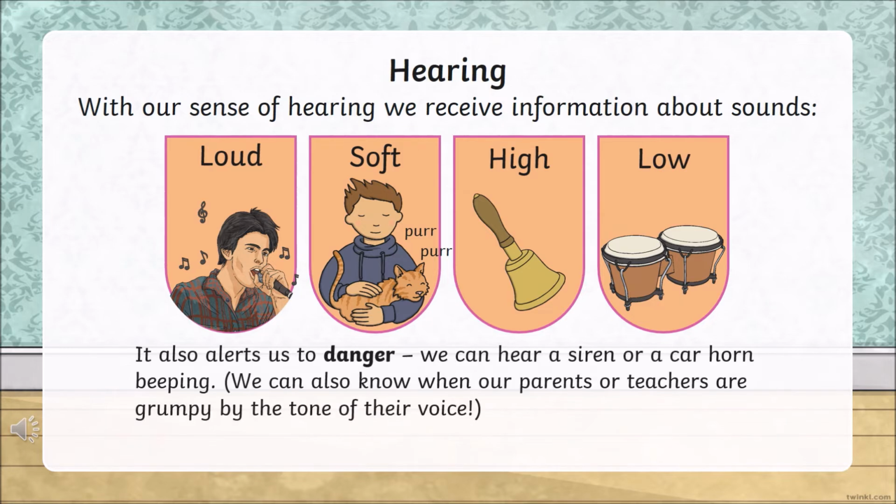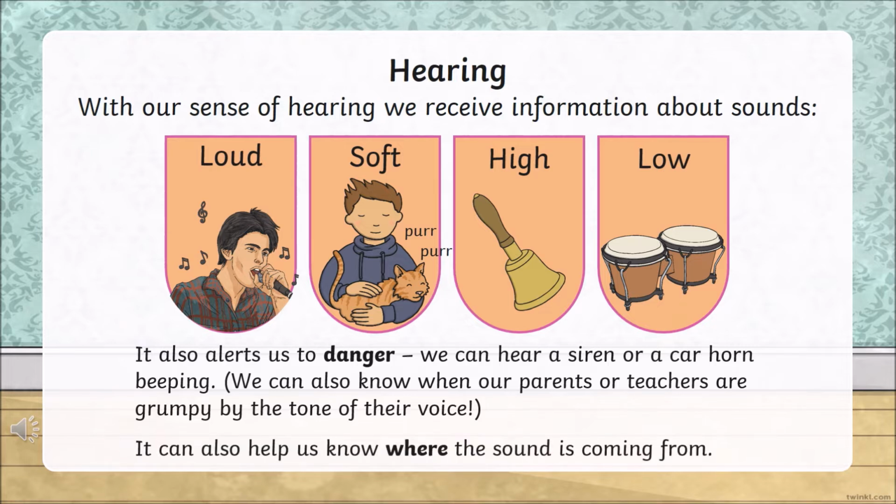So our hearing also alerts us to danger. We can hear a siren or a car horn beeping. And this one's also important. Our hearing helps us know when our parents or our teachers are grumpy by the tone of their voice. It can also help us know where the sound is coming from, which is also very helpful.